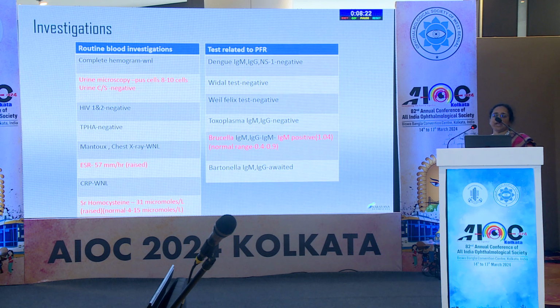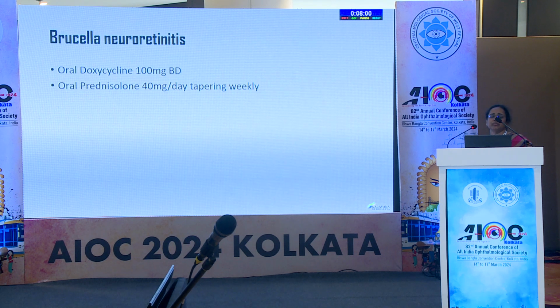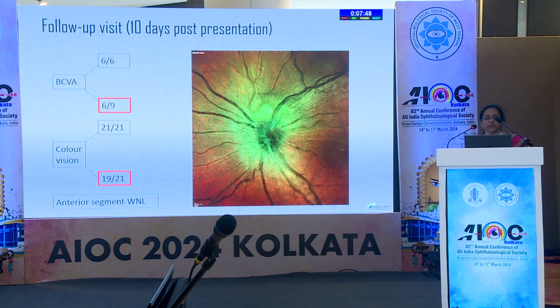Post-fever retinitis was suspected. When we did the investigations, brucella IgM was positive, serum homocysteine was elevated, ESR was raised. Urine showed pus cells, however the urine culture and sensitivity was negative. MRI brain was ordered, which showed focal enhancement of the optic nerve, suggestive of papillitis. So based on the serological titer and the clinical picture, the probability of brucella neuroretinitis was made, and she was put on doxycycline and oral steroids were continued.